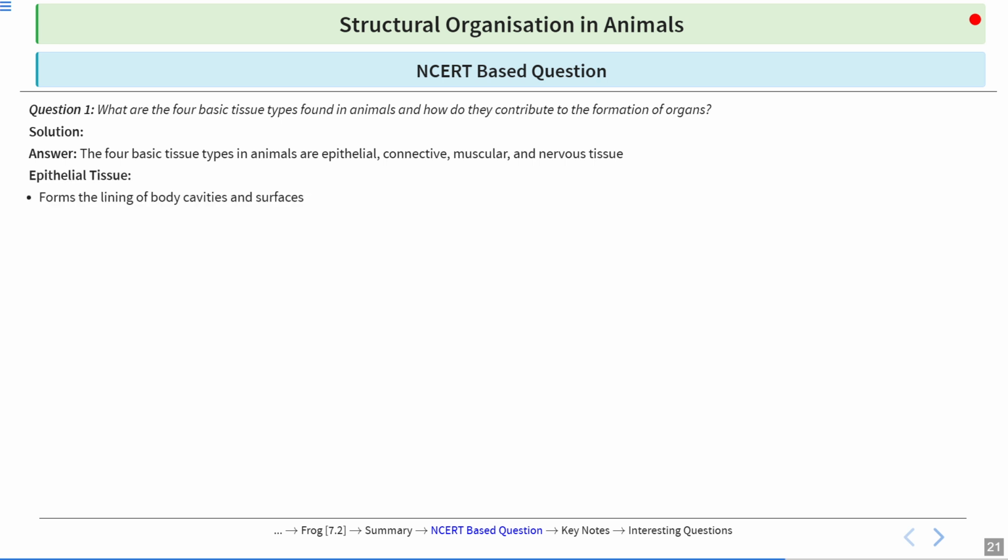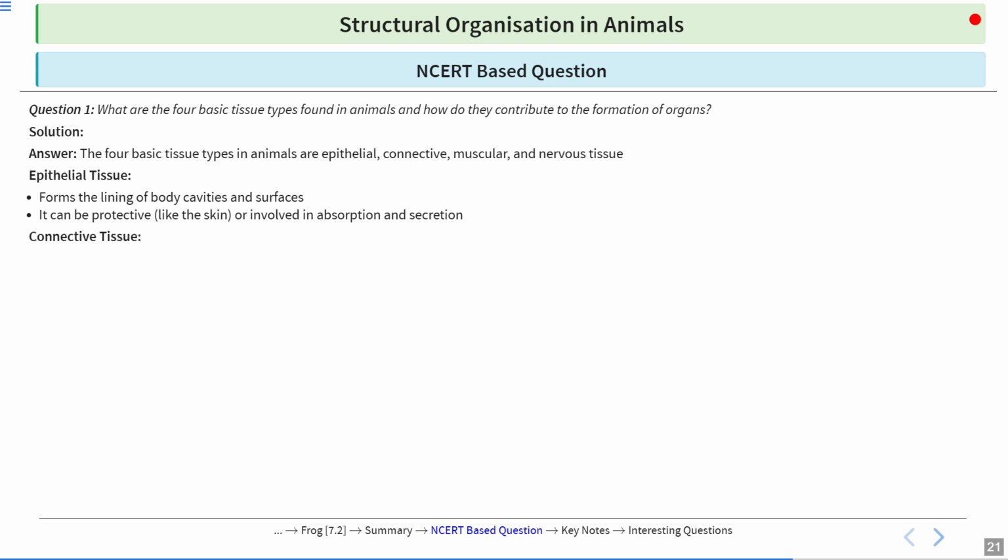Epithelial tissue, how is it helping in the formation of organs? It forms the lining of the body cavity and surfaces. Every organ lining is made up of this epithelial tissue, right? And it can be protective. Like the skin, our skin is also made up of the epithelial tissue. And what is the function of our skin? It is providing protection and is involved in absorption as well as secretion.